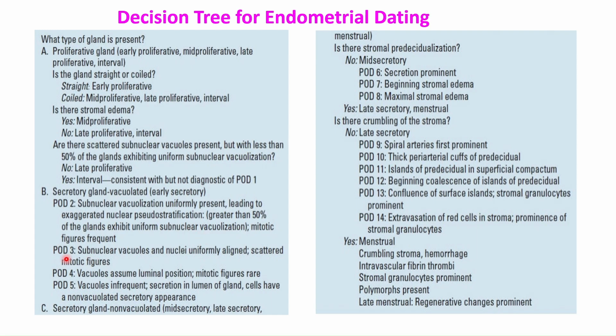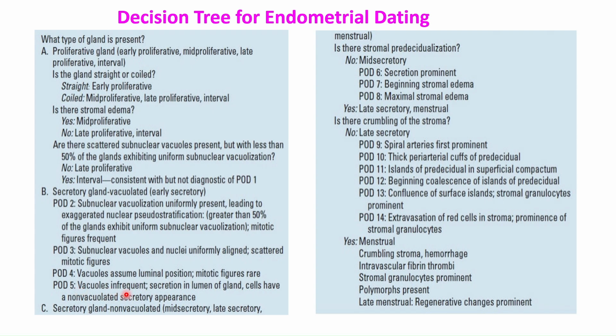subnuclear vacuolization. Post-ovulatory day 3, where subnuclear vacuoles and nuclei are uniformly aligned and scattered mitotic figures are there. POD 4, vacuoles assume luminal position, mitotic figures are rare. So now the subnuclear vacuoles are going towards a supranuclear position. So vacuoles assume luminal position at POD 4.